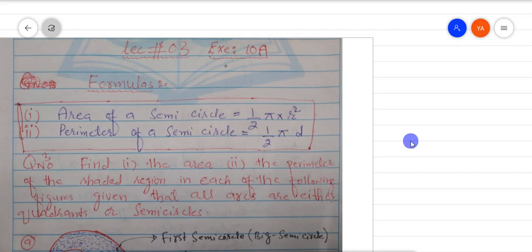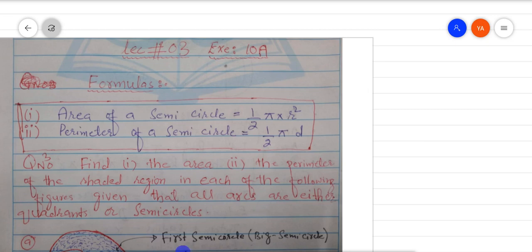In the previous lecture we had solved exercise 10a, problems number 1 and 2. In this lecture we have to solve question number 3 only. So question number 3 is: find the area and the perimeter of a shaded region.